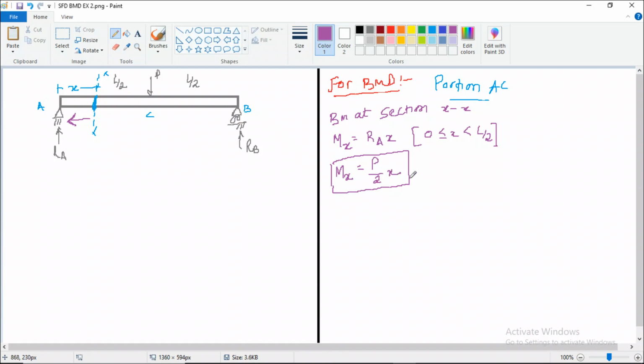So now in this case, if we put x is equal to 0, we will get Mx is equal to 0, and if we put x is equal to L by 2, we will get our Mx value as equal to PL by 4.